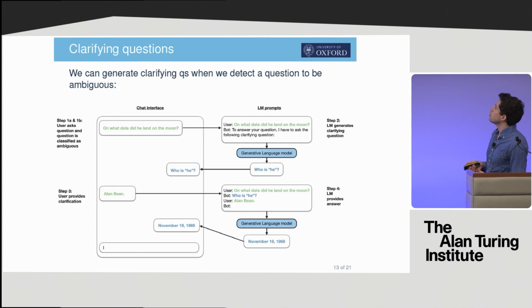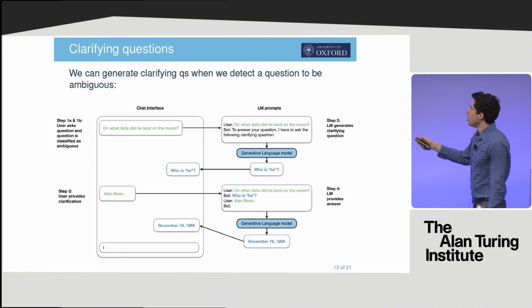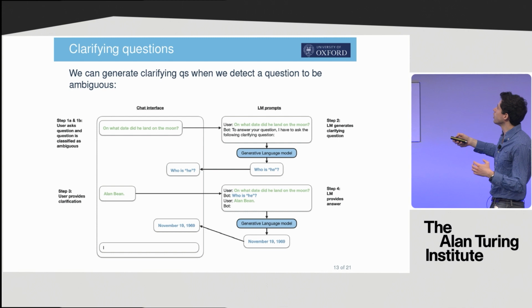It might look as follows. So, chat interface: this is what you as a user see. This is the internal representation, the knowledge representation for the model. So step one, a user asks a question, and the question is classified as ambiguous. On what date did he land on the moon?